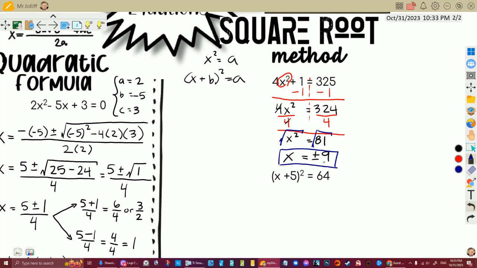So this graph is going to be nice, pretty, and symmetric about the y-axis. If we were to sketch this, it would be nice and pretty with the vertex sitting on the y-axis. And then those x-intercepts would be at minus 9 and plus 9.